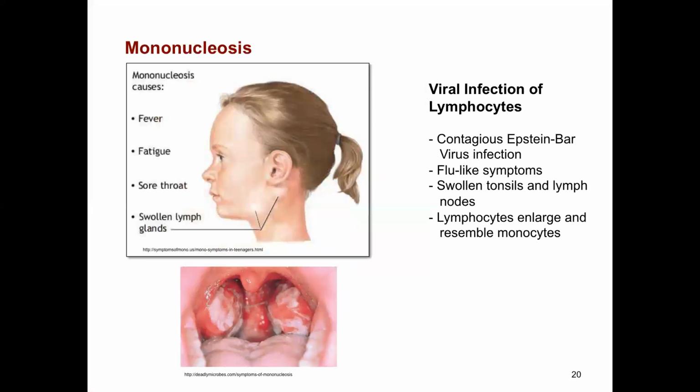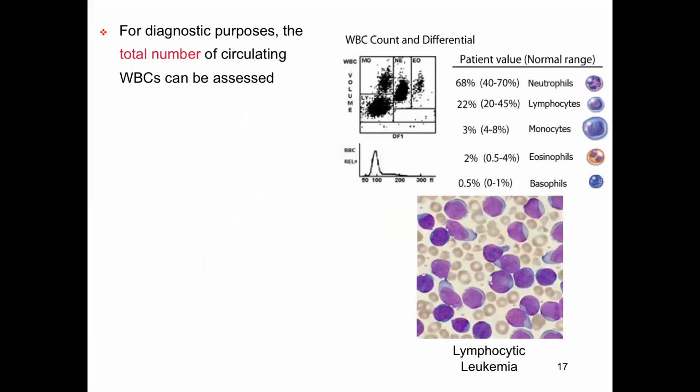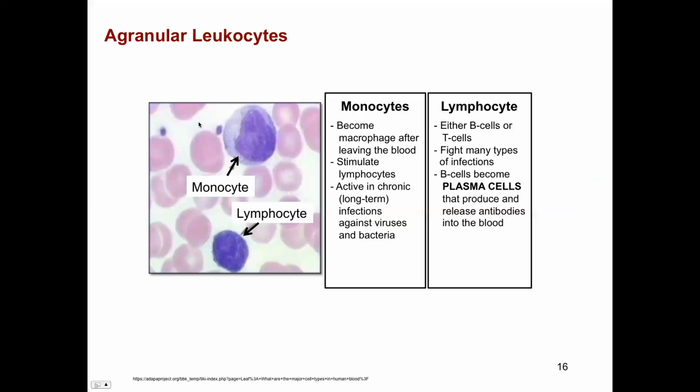Then we have mononucleosis. Now, this is caused by a viral infection of the lymphocytes, okay? It's an EBV infection, Epstein-Barr virus, swollen tonsils, all right? Now, why is it called mononucleosis when it's an infection of the lymphocytes? Now, if you go back to our pictures of the monocyte and the lymphocytes, it's a reason I put them together. So here, notice the monocyte and the lymphocyte.